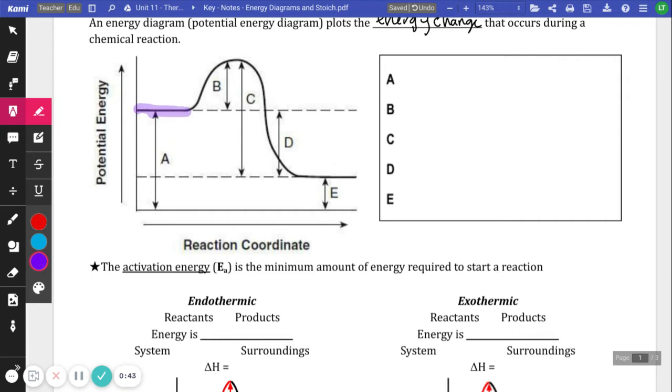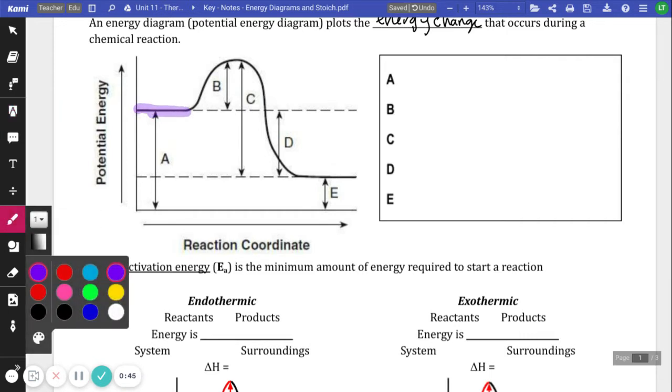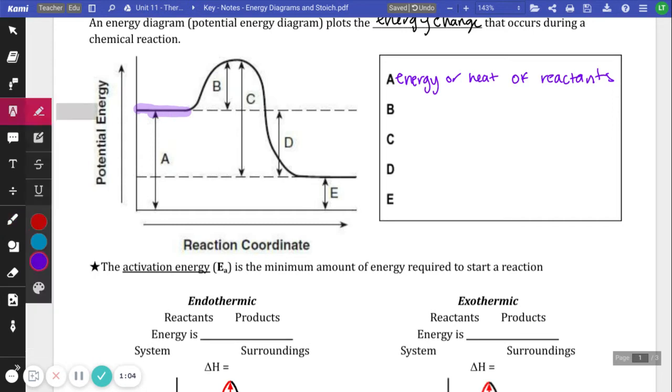Right here, A on our graph represents the energy or heat of our reactants. Remember, those words are used interchangeably in this unit. So you may see energy, you may see heat. They're just used interchangeably.